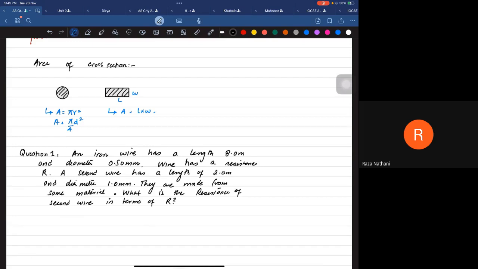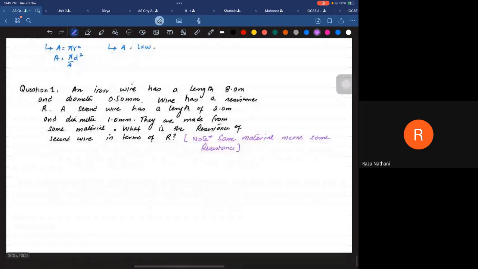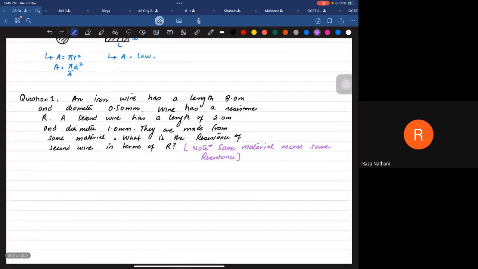So this is the question. Now remember this important point that whenever they say same material or same metal or something like that, it means same resistivity because resistivity is a unique value, right? So that's why.